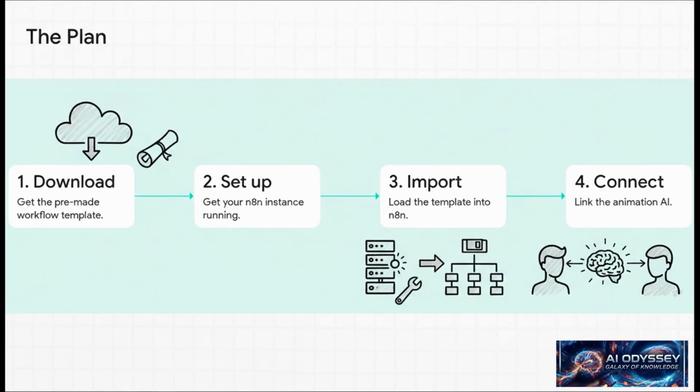Okay, so here's our plan of attack. First, we're going to grab a pre-made workflow template, because why reinvent the wheel, right? Then we'll set up this amazing tool called n8n that's going to run the whole show. After that, we import the template, and the final step is to just plug in the AI that does all the heavy lifting. So let's tackle that setup first.